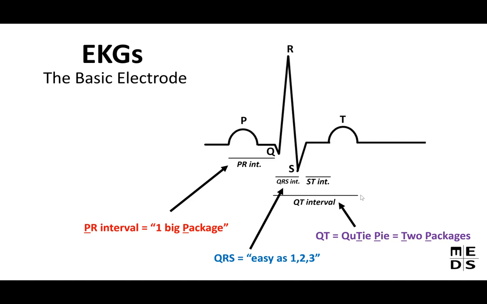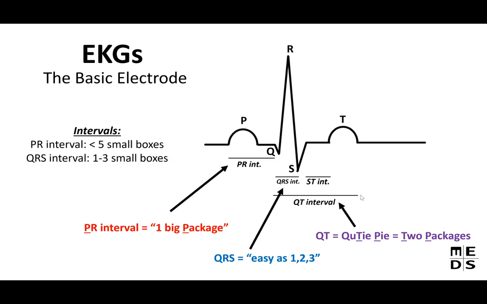I have that in wording over here on the left. For the intervals, PR is going to be less than 1 big box, and in 1 big box there are 5 little ones. Again, this will make sense on the next slide. QRS is going to be no bigger than 3, and then QT is going to be less than 2 big boxes. This will make more sense when we get to the next slide.